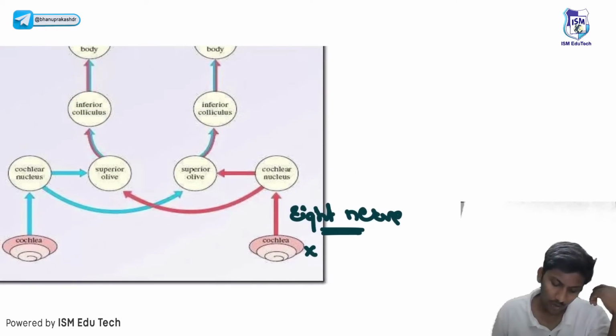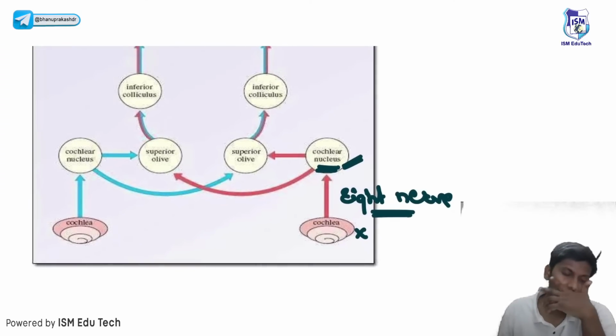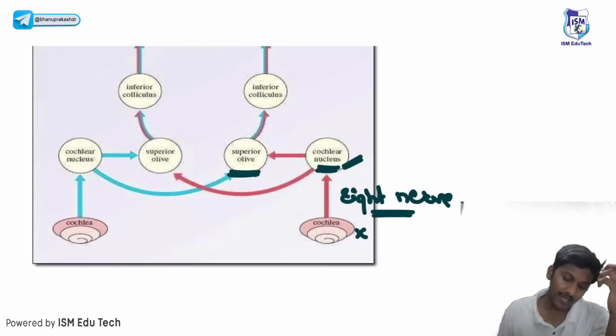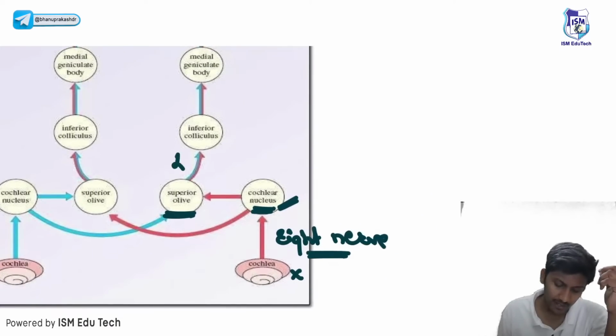Then C stands for what? C does not stand for cochlea, it stands for the cochlear nucleus. Then O stands for the superior olivary complex. Then L stands for lateral lemniscus. Okay, L usually stands for lateral lemniscus.